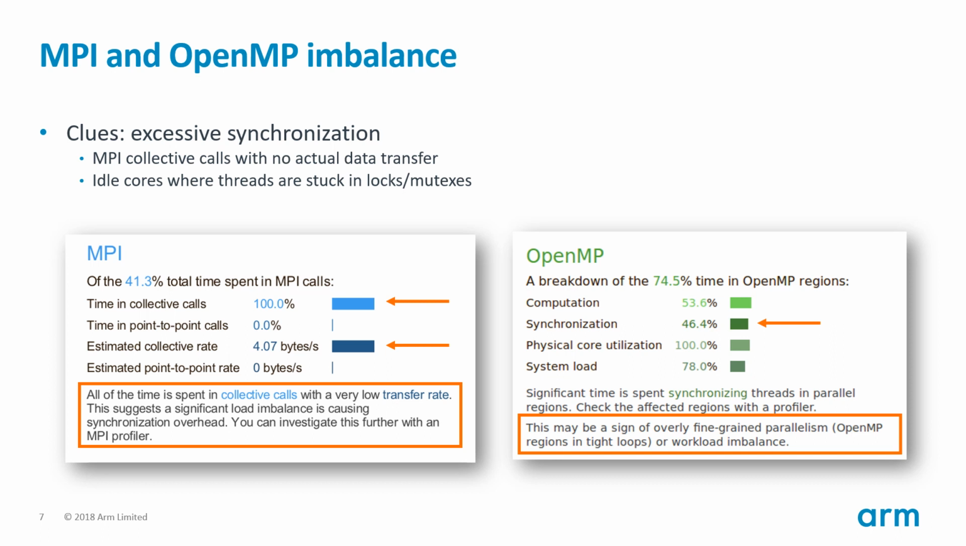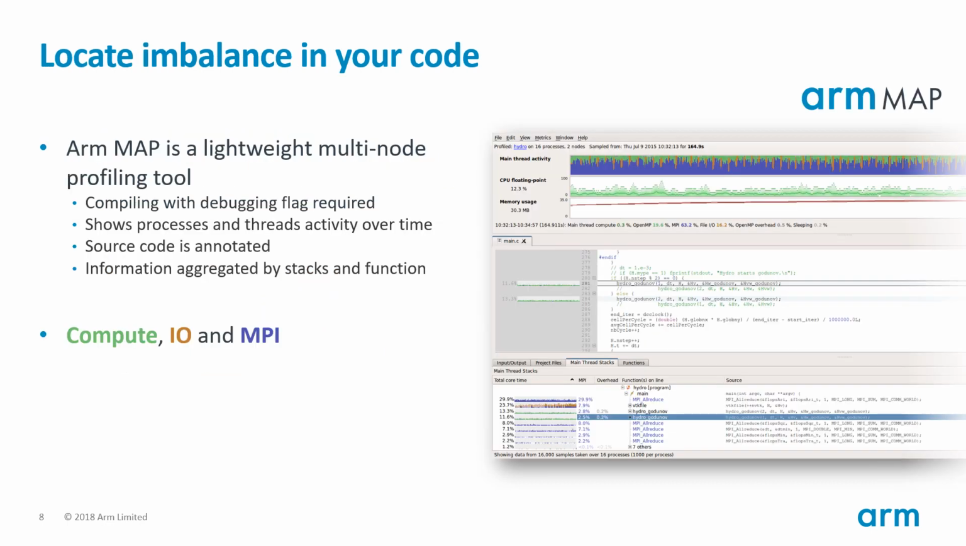Now, we successfully identified an application with a sign of workload imbalance, but further investigation of the source code is required. ARM MAP, part of ARM Forge, is the right tool to investigate this. It only requires the source code to be recompiled with the debugging flag and to prefix the executable in the job script with the map command to generate a profile at production scale.